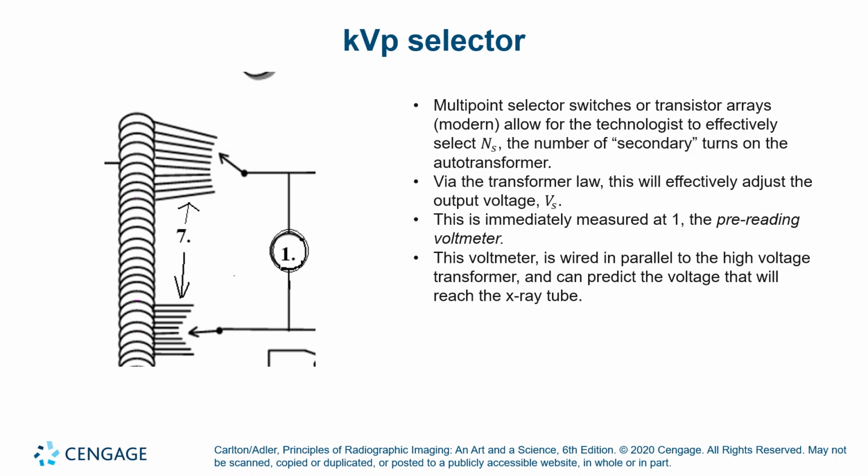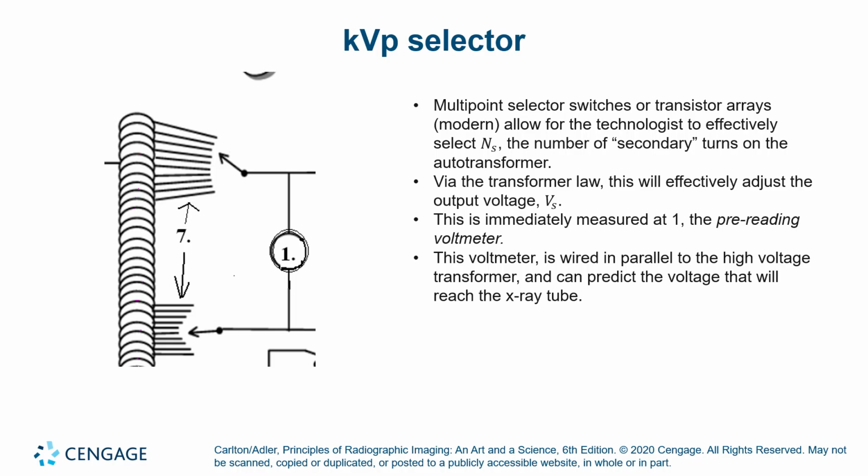Okay. Number 7 is still the secondary side multi-point switches to select the number of output coils. Okay. You have a major and a minor selector. We call those the major minor kVp selectors. Number 1 is still same as letter E. That's the pre-reading voltmeter. It's wired in parallel, so you know it's a voltmeter.